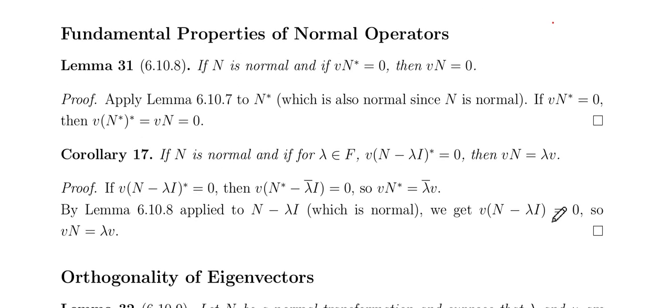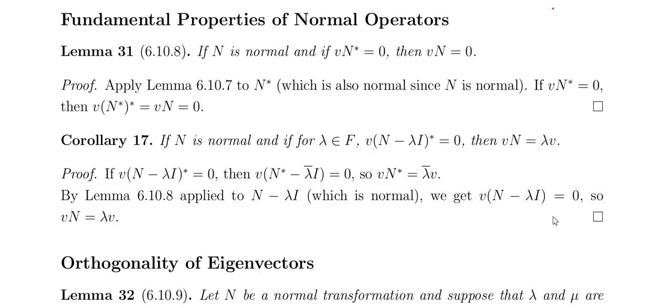Another fundamental property of the normal operator: if N is normal and Vn star equal to 0, then Vn equal to 0. And if N is normal and V into N minus lambda whole star equal to 0, then Vn equal to lambda V. The reverse we already proved.